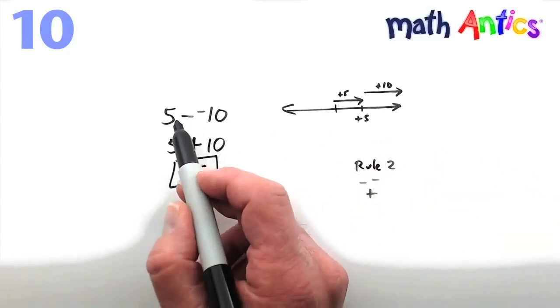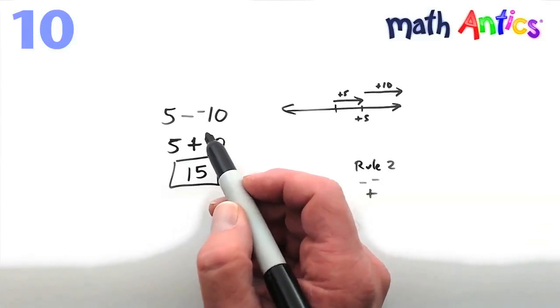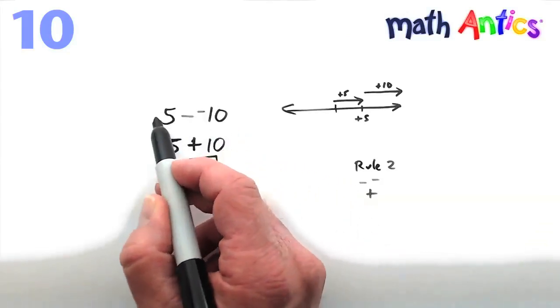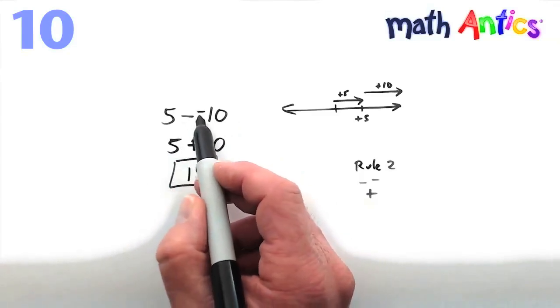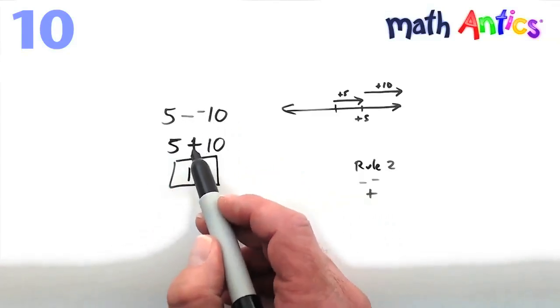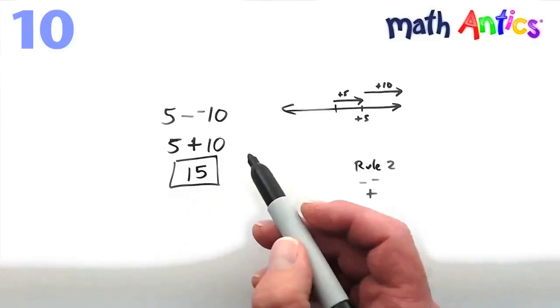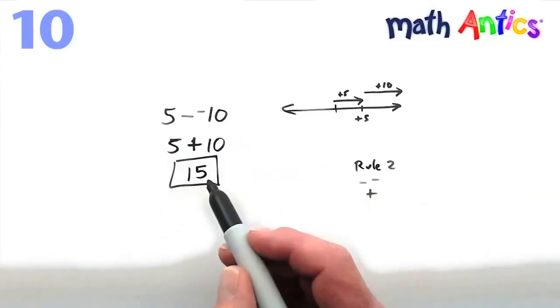But lots of times, when you're doing integer addition and subtraction, you might see it written like this. It's kind of disguised with this double negative. So when you see that, think positive, and you'll get the right answer. In this case, 5 minus -10 is 15.